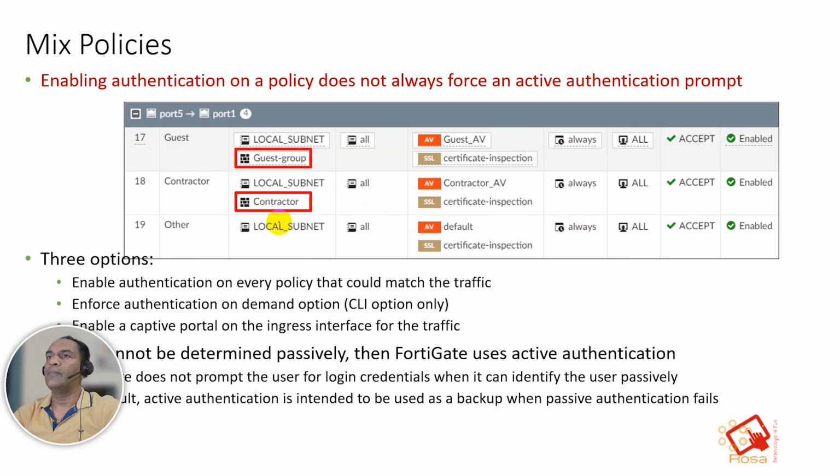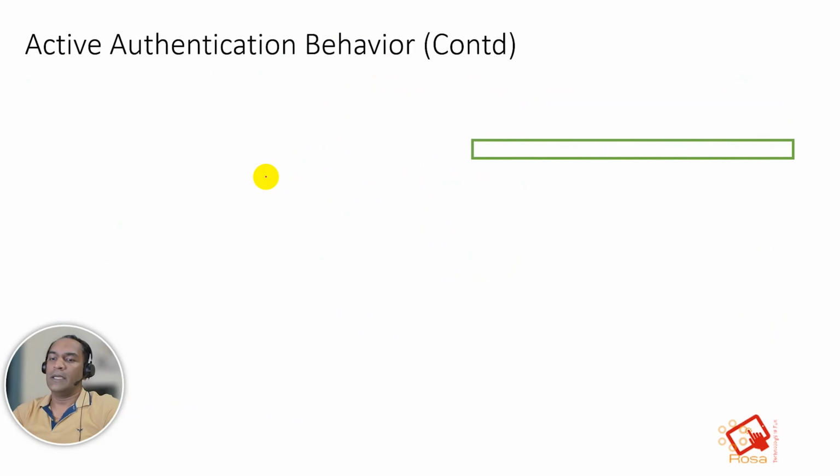In the previous slide, we had given three options, right? One option, enable authentication on every policy that could match the traffic. This is one way of doing it. Second is by CLI, the option we just discussed, auth-on-demand. And third is captive portal on the interface. We'll discuss captive portal now, continuing with the active authentication behavior.